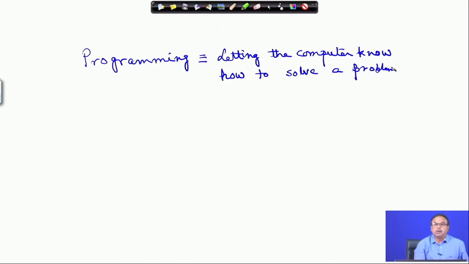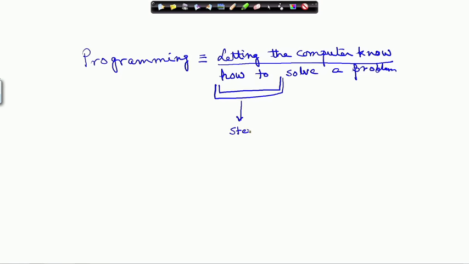Now, there are some important aspects to this phrase. Letting the computer know is one important thing, but what do we let the computer know? How to solve a problem. So, how to means I have to tell the computer what are the steps to be followed to solve a problem. I have to be very clear about it, and I have to let the computer know. There is a big problem here, how I will let the computer know, I will come to that later. The steps to be followed is what we have to tell the computer. So, in the earlier example we just saw that the steps for finding the mean of 3 numbers are very clearly stated, and I can inform the computer.